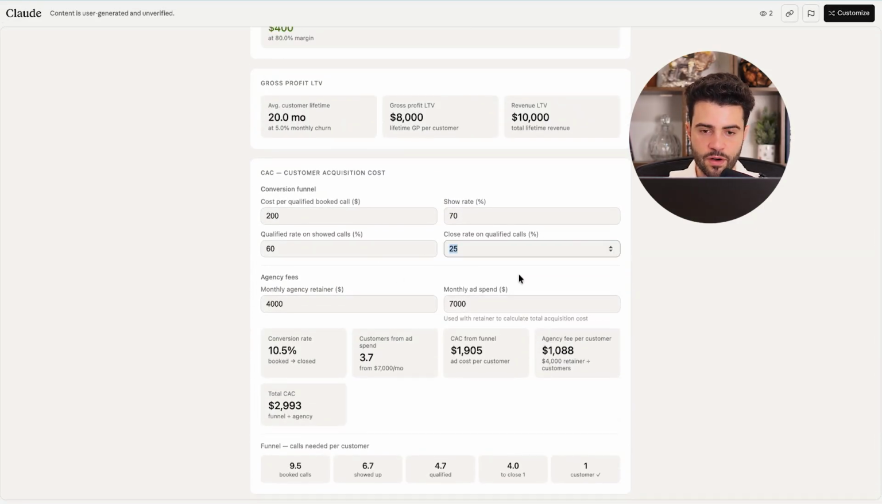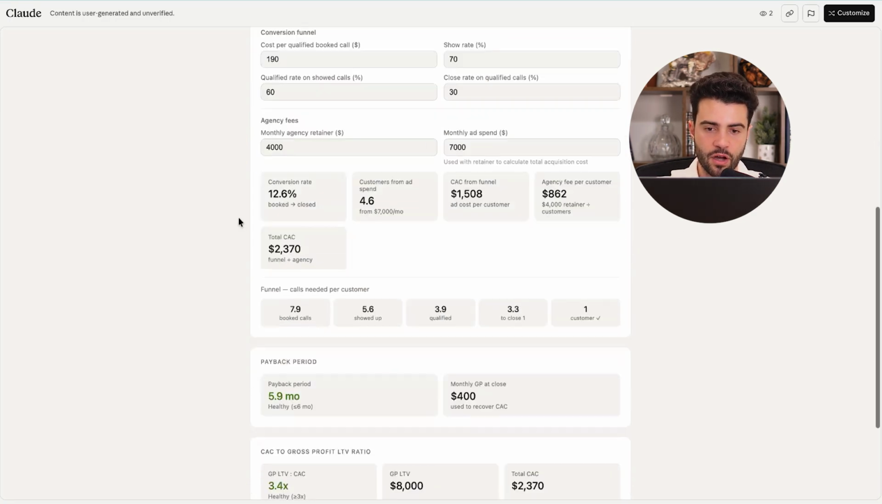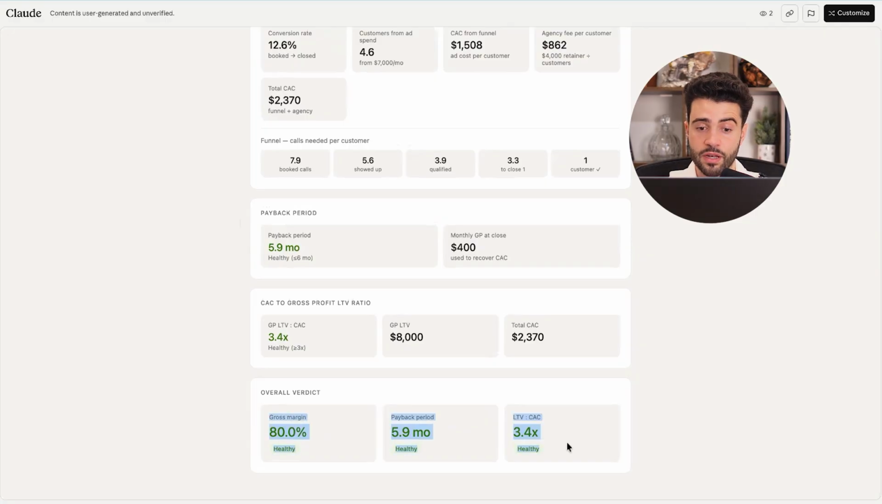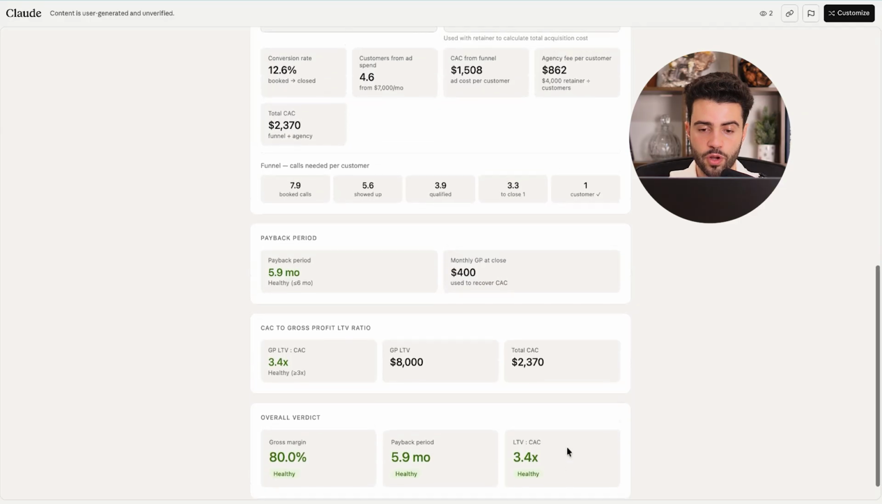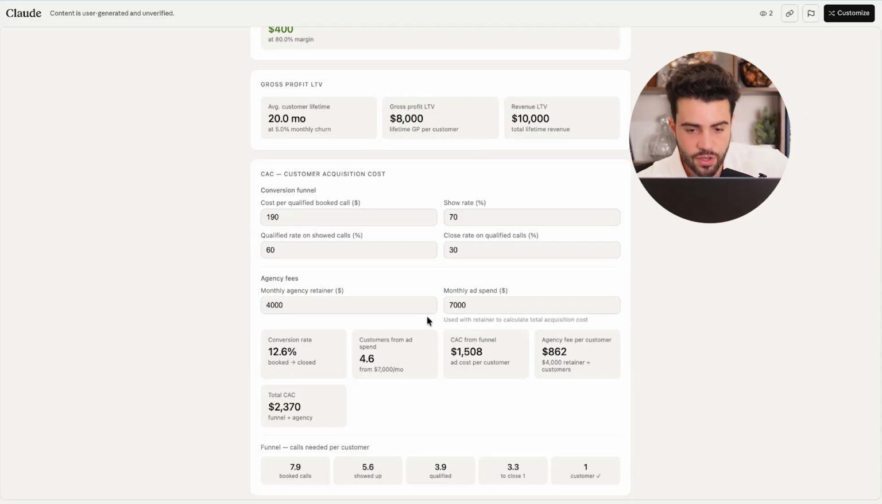So then out of this itself, what if we closed 30% and we got, let's say, a $190 cost per call? Where are we at now? Okay, now all of a sudden, this makes sense, right? So now we can get a 6-month payback period with a 3.4x return on LTV to CAC. Okay, this makes sense. And then you look at these numbers and you ask yourself, okay, is this realistic?